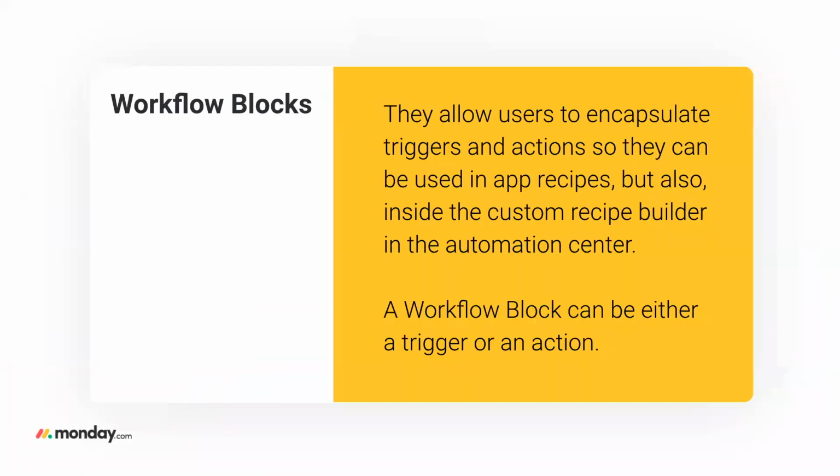So, workflow blocks. Workflow blocks are here to make the apps more flexible to users. Before these blocks, users had to use entire recipes made in the app just as they were. But now they can choose to employ a trigger or an action made inside an app and combine it with any other block in the automation center. So they can create the recipe of their choice and we eliminate the need for the app to have the specific recipe the user requires. In any case, a workflow block will be either a trigger or an action.